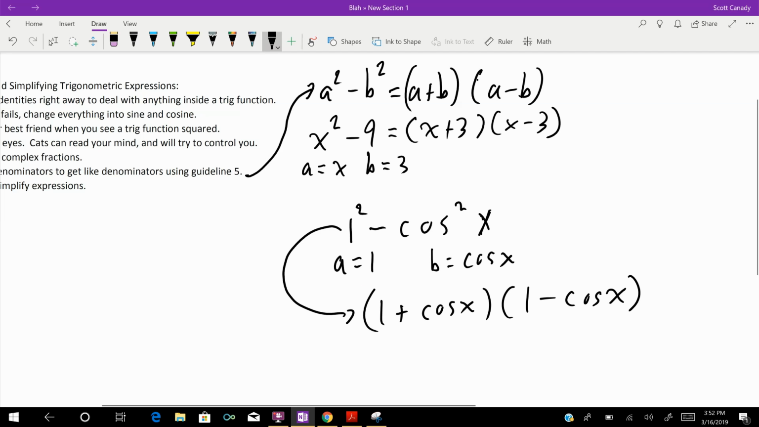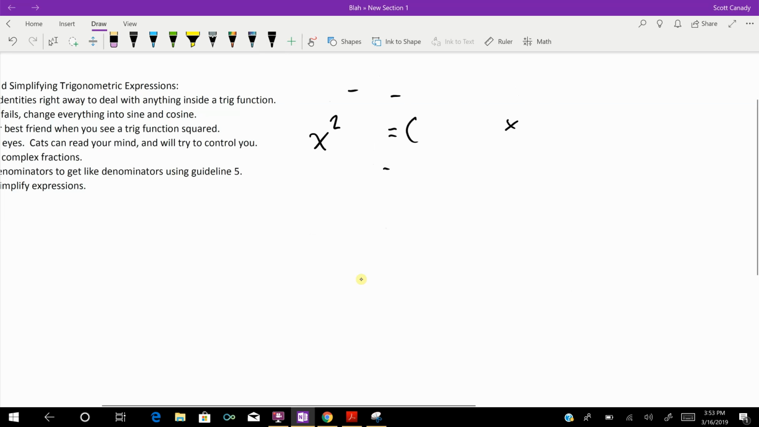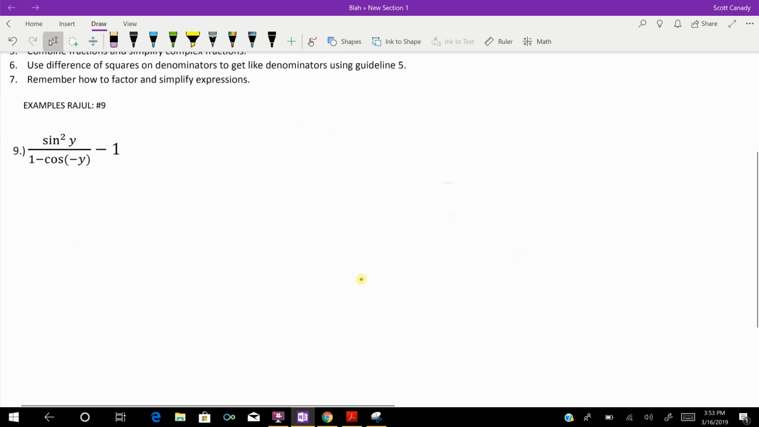And again, if this is at all confusing for you, please rewind this or pause it and try to think about this a little bit. And you can also, of course, ask me about this in class. Now let's go ahead and go back to problem number 9, now that we've had this refresher on difference of squares and how you might use it for trigonometric functions.